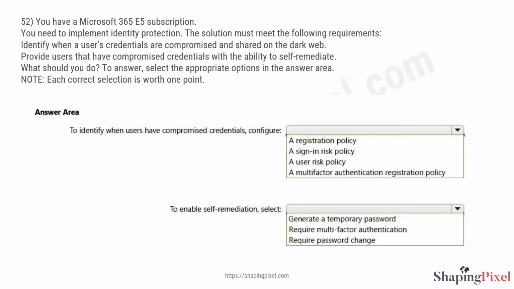To identify when users have compromised credentials configure, we have the following four options. And to enable self-remediation select, we have three options. So let's see what the right answers are. For the first one, we have a user risk policy. And for the second one, we have require password change.